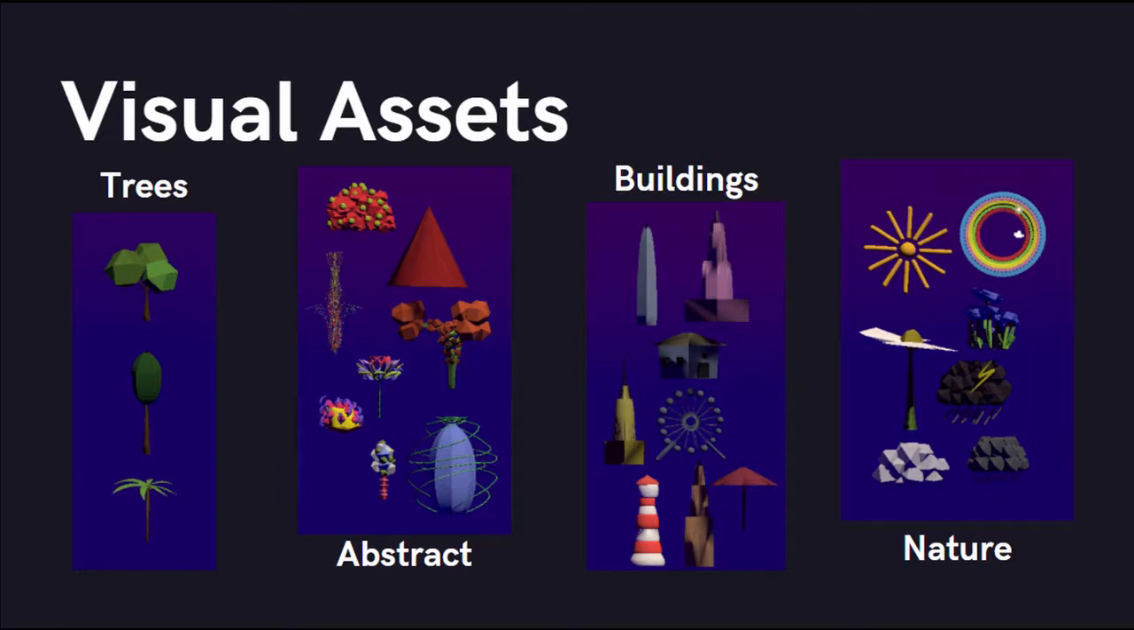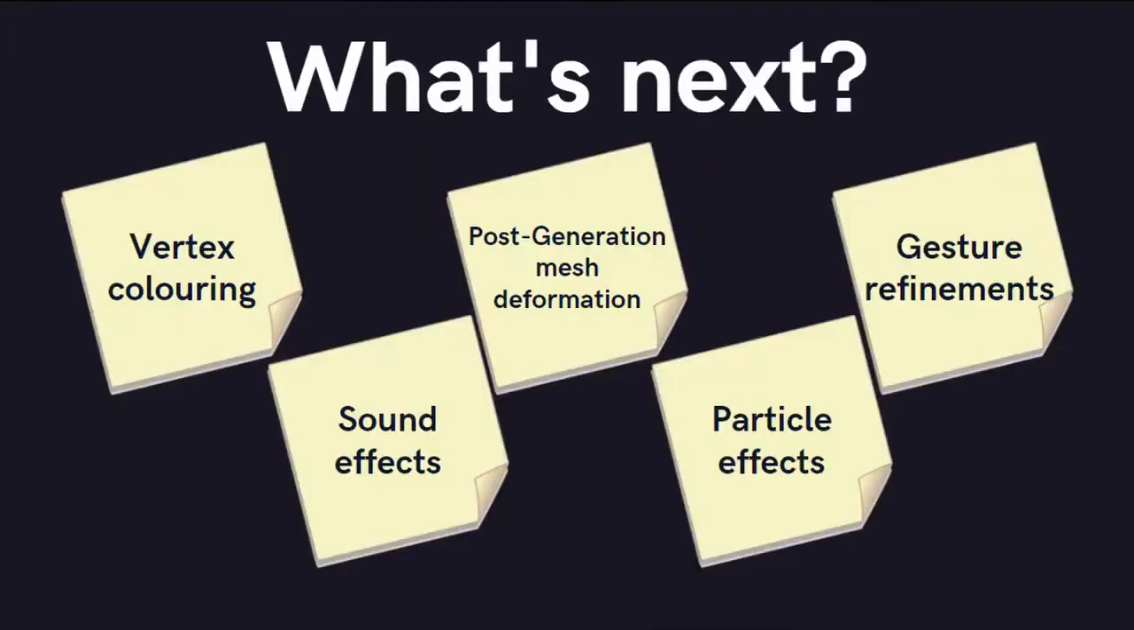So not all of these are currently in the current build, but they are in the game files and they have been completed. What's next? Well, there's some really key stuff coming up next. Vertex coloring is going to allow us to paint onto our planet.